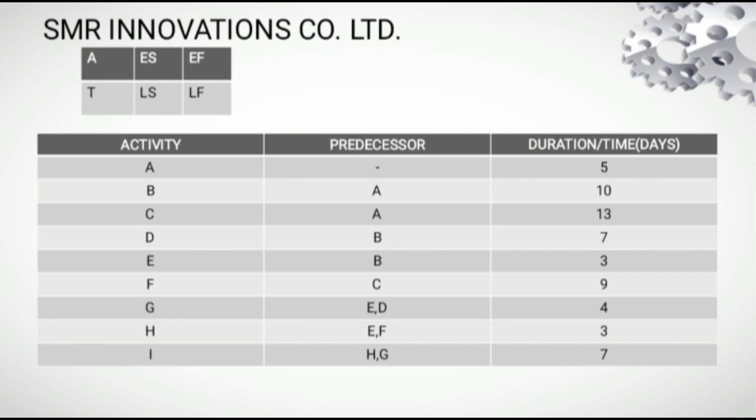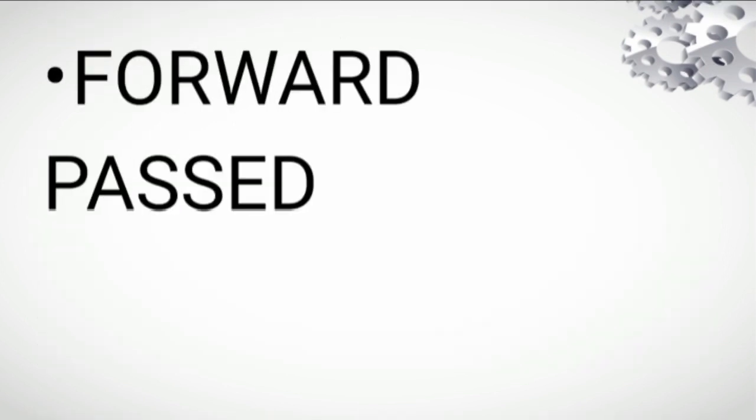Activity H has two predecessors also, which are E and F, that depend on and need to be finished before proceeding to activity H. Activity I has two predecessors, which are activities H and G. Since activity I has no successor, it is the last step, where the project has to be finished. Here is the network with activity nodes showing the activities, their immediate predecessors, and their estimated time in days. Let's start doing the forward pass.